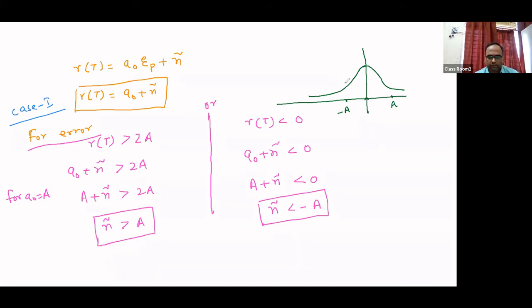So in that case, the region of error is what? When n tilde is less than minus a, this region, right? And when n tilde is greater than a, this region. This is the region of error. So if your noise is greater than a, then error will come. If your noise is less than minus a, then error will come. Right? We have summarized our problem in such a way that this conclusion is now in the picture. Now we'll calculate the probability for this.